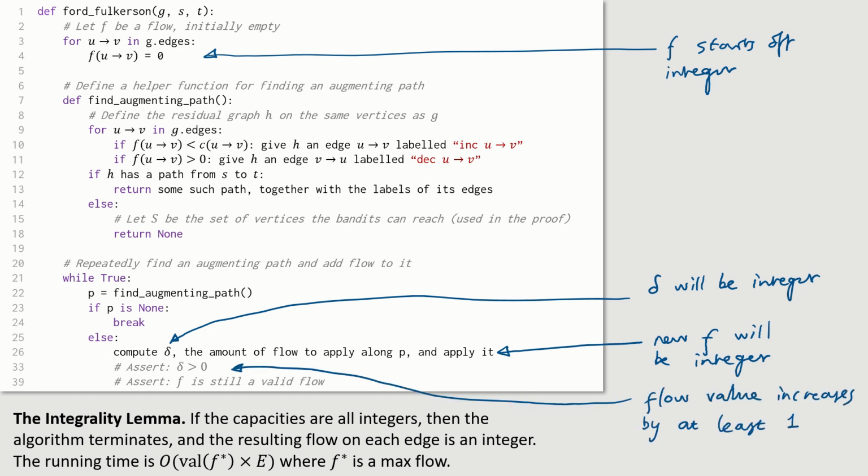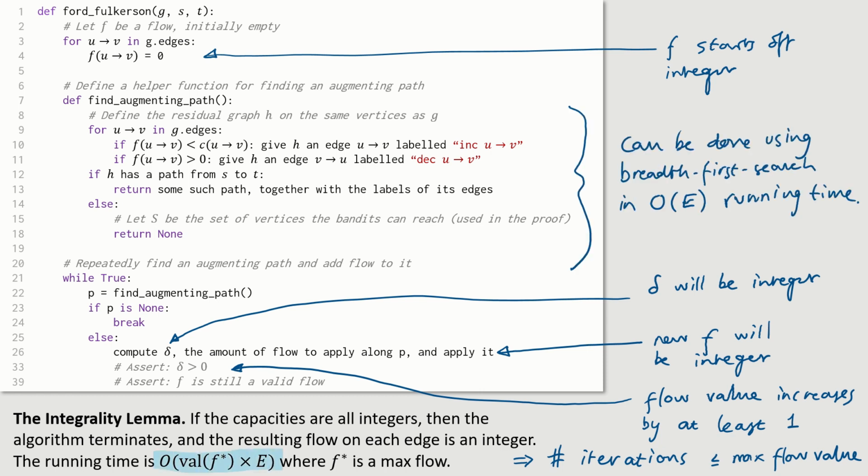Next, this assertion here that delta is strictly above 0. Remember, delta is the smallest residual amount on each of the edges along our augmenting path through the residual graph. And we only put edges into the residual graph if there was space to change the flow on that edge, and so delta has to come out non-zero. Therefore, the total flow value increases by at least 1 on each iteration. And so the total number of iterations through the while loop is bounded above by the maximum possible flow value in this graph. We have to increase our flow value by at least 1 every pass.